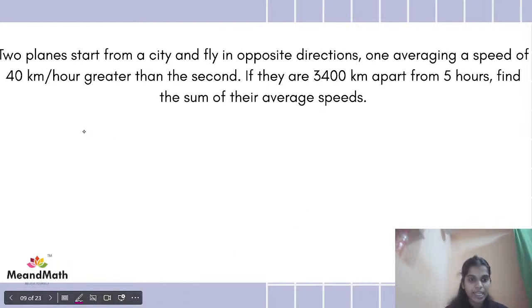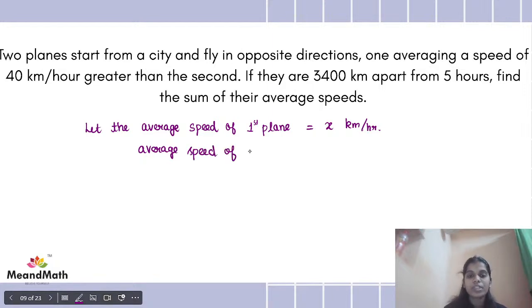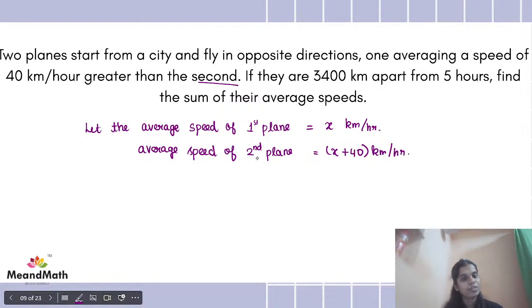First, let the average speed of the first plane equal x kilometer per hour, and the average speed of the second plane is 40 kilometer per hour greater than the first one, so x plus 40 kilometer per hour. Okay. Now they are 3400 kilometer apart after 5 hours.